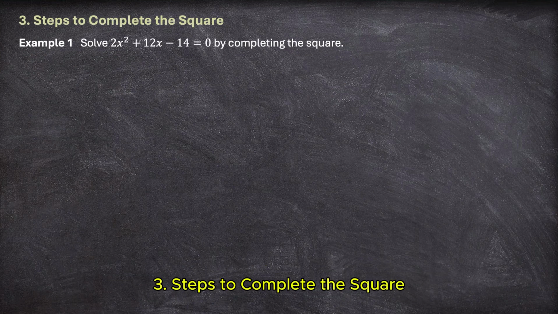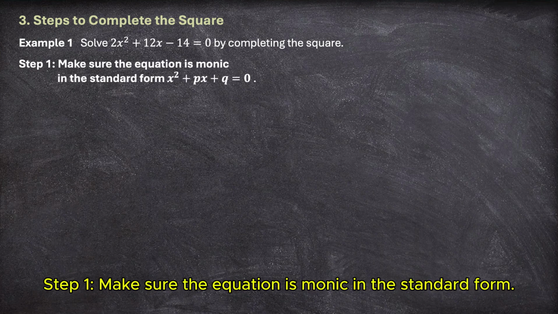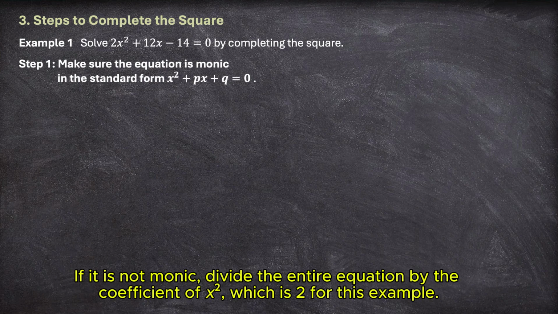3. Steps to complete the square. Example 1. Solve 2x squared plus 12x minus 14 equals 0 by completing the square. Step 1. Make sure the equation is monic in the standard form. If it is not monic, divide the entire equation by the coefficient of x squared, which is 2 for this example.